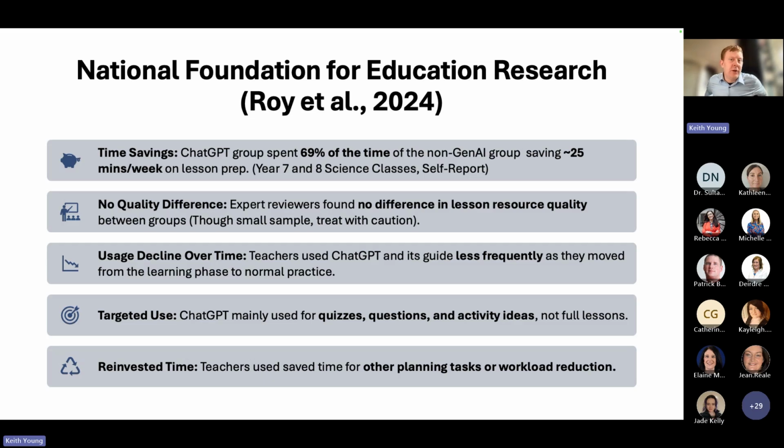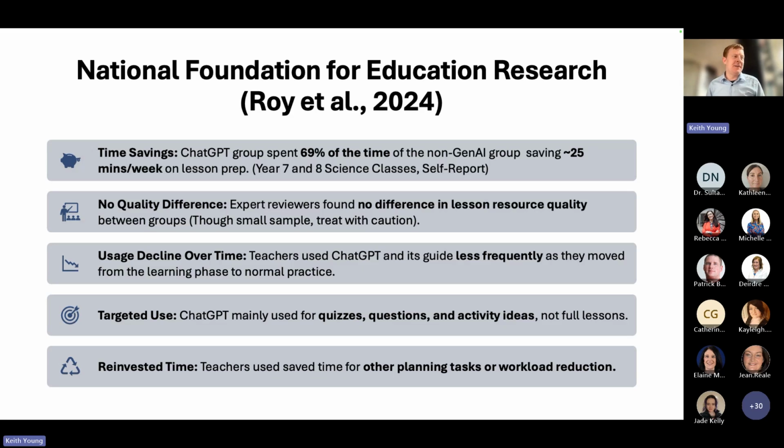They actually noticed that usage declined over time as people became more familiar and they identified where they wanted to use it on specific tasks and what things they didn't want to use it for. Those things were primarily around quizzes, questions, and activity ideas, not full lessons. And the time that they got was reinvested or saved for other planning tasks or workload reduction. So I don't think we have the data yet to see what the outcome from this is going to be.